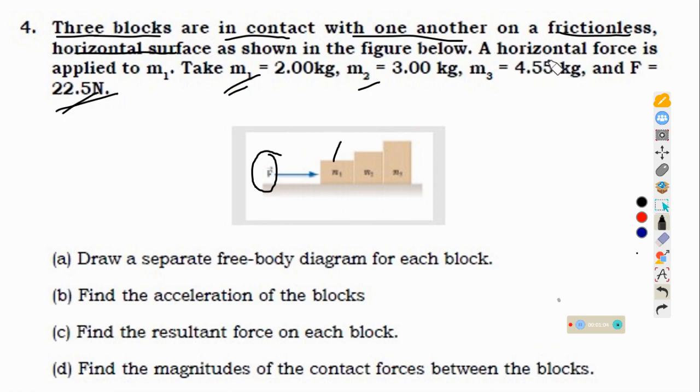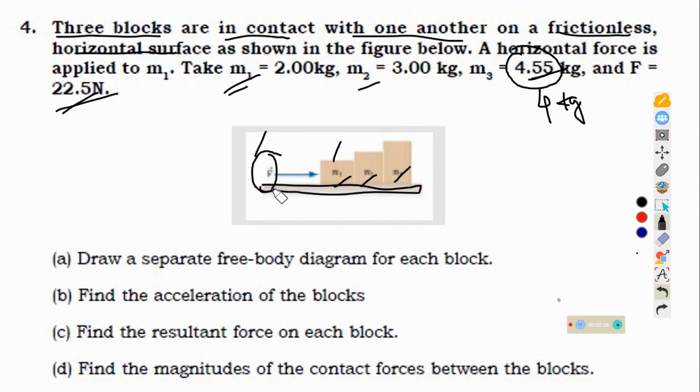To avoid complex calculations, please consider this M3 mass as 4 kg, friends, so that calculations will be somewhat easy. After that you can try with 4.55, no issue. So here the blocks are M1, M2 and M3. They are on a frictionless horizontal surface. So in this system no friction is acting, so no need to consider the friction.